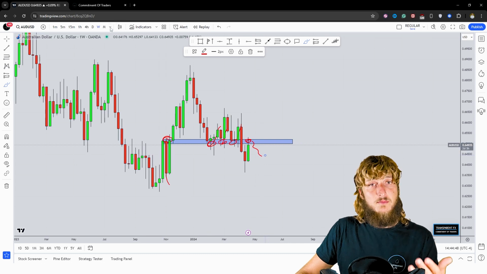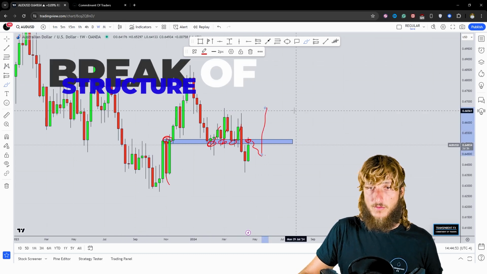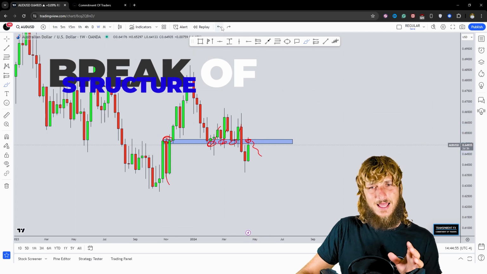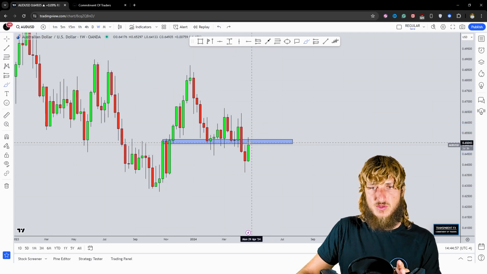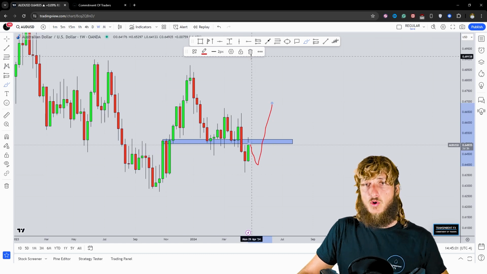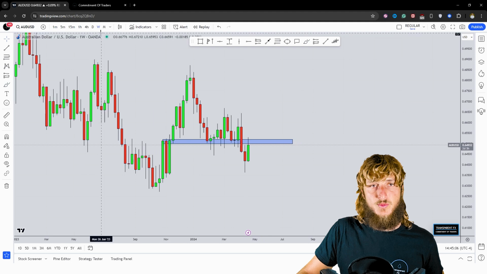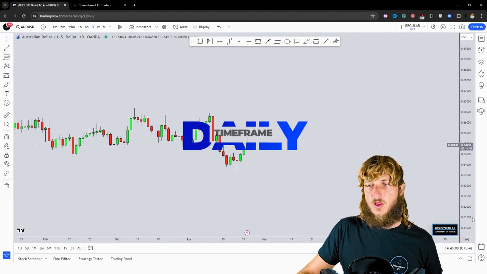But overall, if the monthly pattern is to be completed, the market will need to break above this zone. So we could expect, at least in the very short term, some bearish price action. But overall, if the monthly pattern is to complete, we need to get a break above the zone, obviously, if the market wants to complete such pattern. Dropping down on the daily time frame, what do we have?